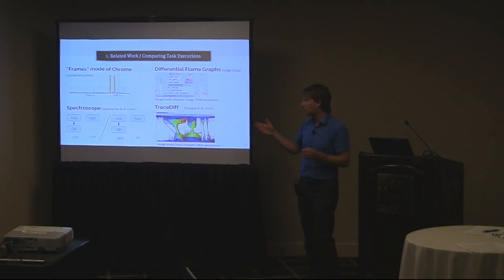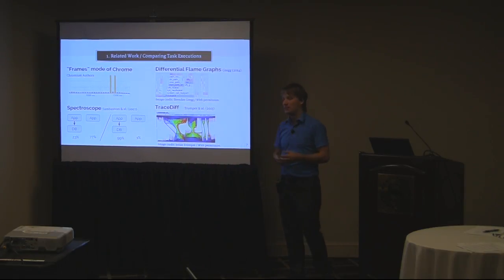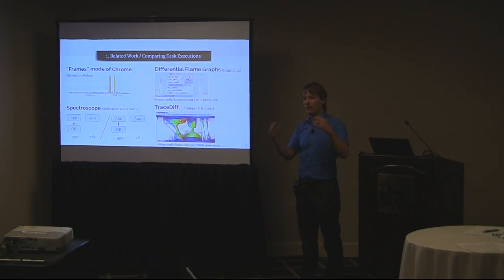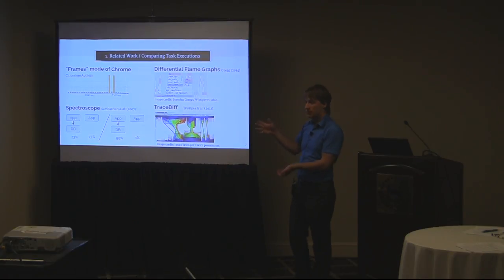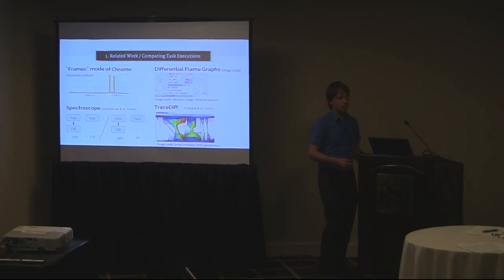With the exception of Spectroscope, none of these tools is really adapted to compare task executions that require collaboration between multiple parallel components. Also, differential flame graphs and TraceDiff are limited to the comparison of two task executions at a time, so they cannot really be used to identify general trends in the system. And finally, the frames mode of Chrome and Spectroscope don't provide a fine granularity, so when we use these tools to find a problem, we still have a lot of work to do to find the code that should be fixed.